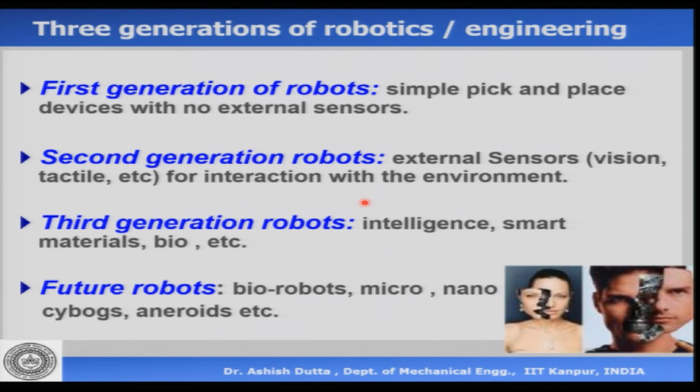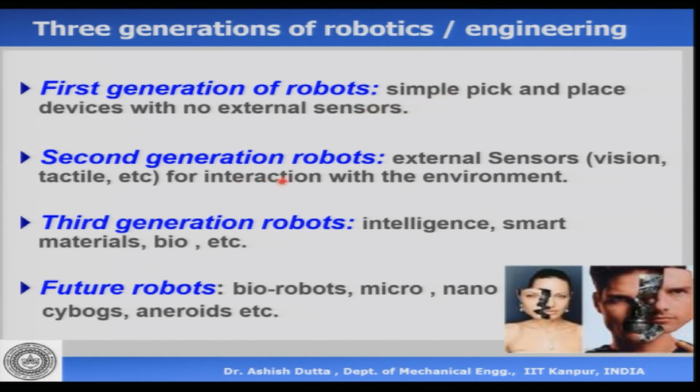So with the invention of the transistor in 1950, until 1970 we had about three generations of robotics. We had the first generation of robotics. These were very simple pick and place devices with no external sensors. This is about 1950 to 1970. The robot could be used in industrial applications for spot welding, spray painting, and it did not have any external sensors like a vision system or other sensors like ultrasonics to be able to interact with the environment.